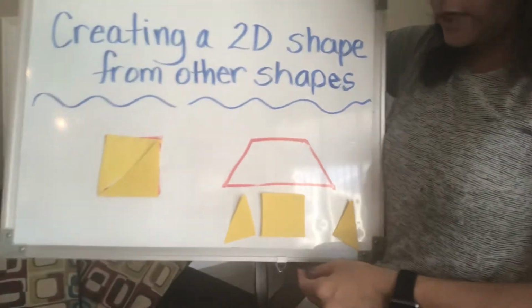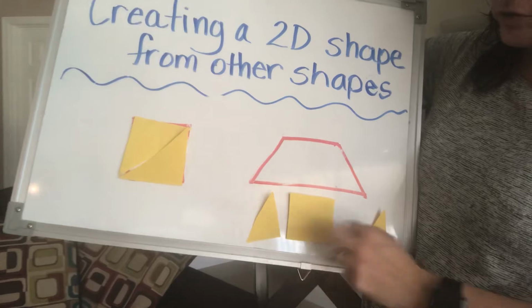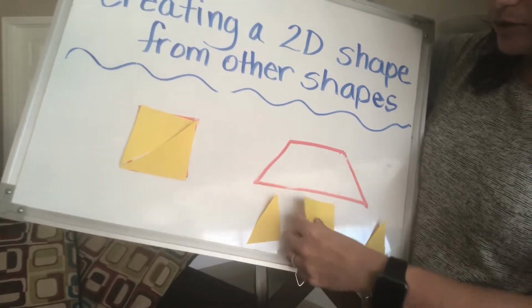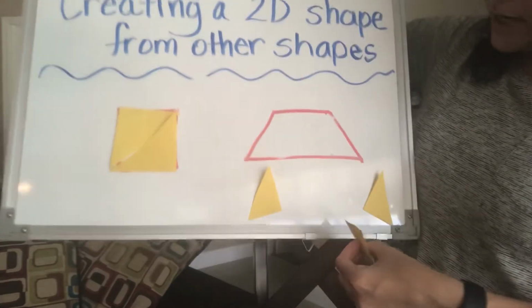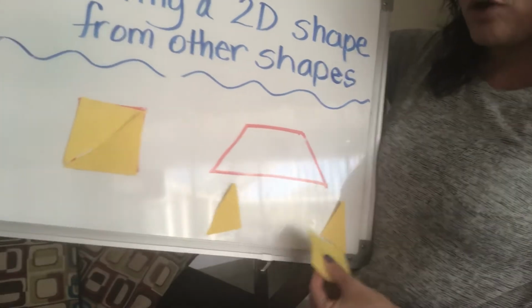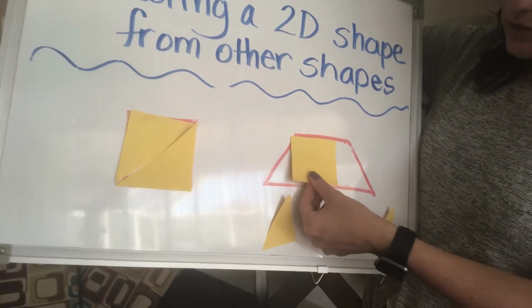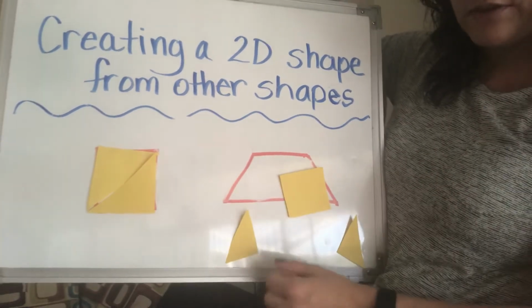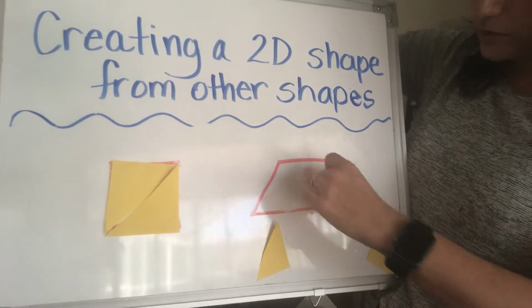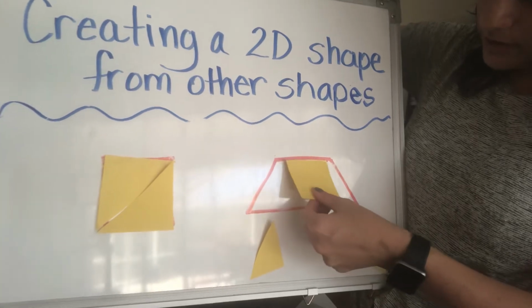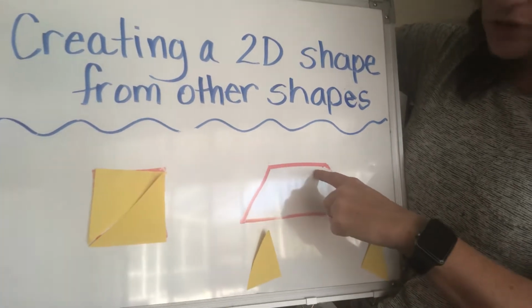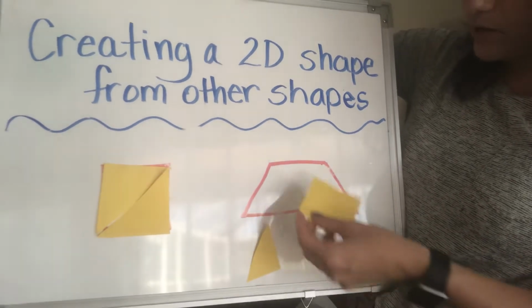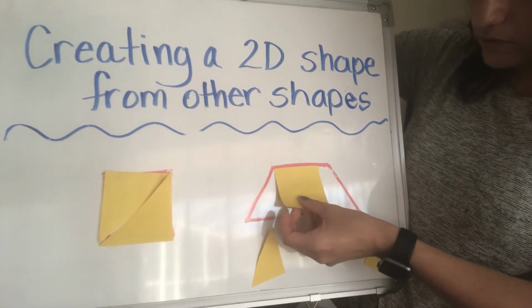I have a trapezoid here, 2 triangles and a square. I'm going to start with the square. Now the trapezoid has 4 sides. It's a quadrilateral, but how can I get the square to fit in? I can turn it. Does that fit there on the edge? No. Let's see. I can see the top of the trapezoid is flat, and so is the bottom. I'm going to try to go straight in the middle.